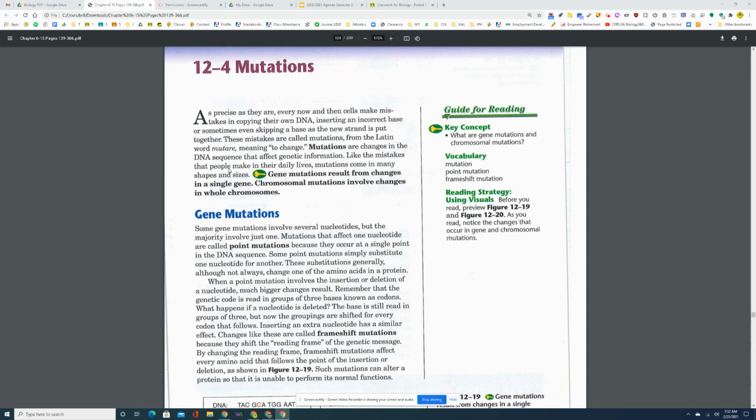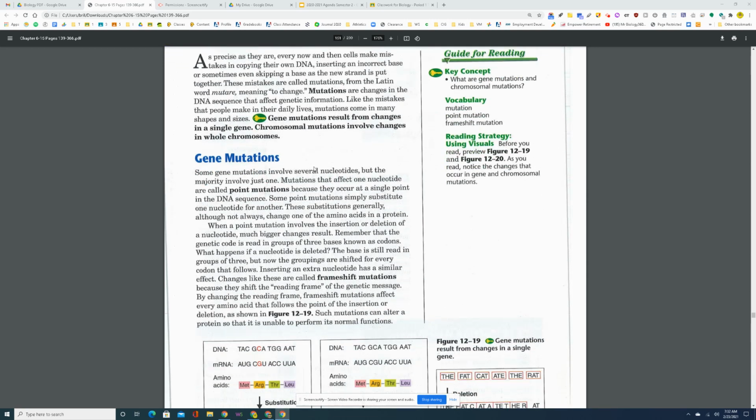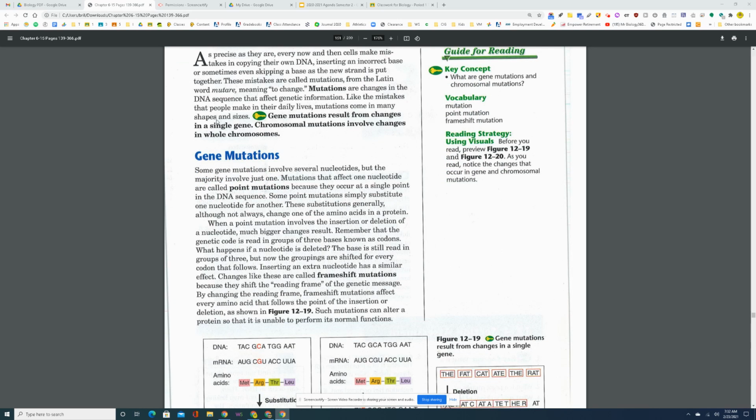Like the mistakes that people make in their daily lives, mutations come in many shapes and sizes. Gene mutations result from changes in a single gene. Chromosomal mutations involve changes in the whole chromosome.